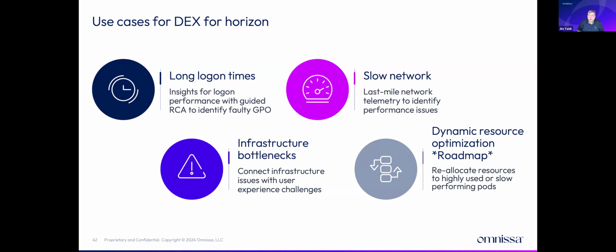And then, roadmap side, we want to be able to do some dynamic resource optimization too. So running out of memory or CPU on a server, we need to allocate more server space, those kinds of things. So DEX exposes all of this sort of thing. Now we have a lot of reports available today, more coming. So really nice set of use cases for Horizon.